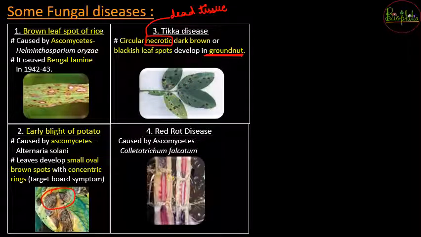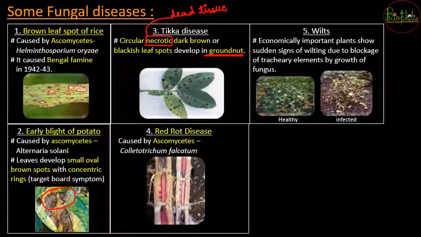Now there is the fourth disease to discuss, that is the red rot disease. So you might have enjoyed a lot of sugarcane juice. You might not have seen it, but you might have come across that some sugarcane have a red colored part inside the stem. So stem में अगर ऐसे red color का portion दिखे, so that is because of a fungal disease by Ascomycetes that is causing the red rot disease in sugarcanes.